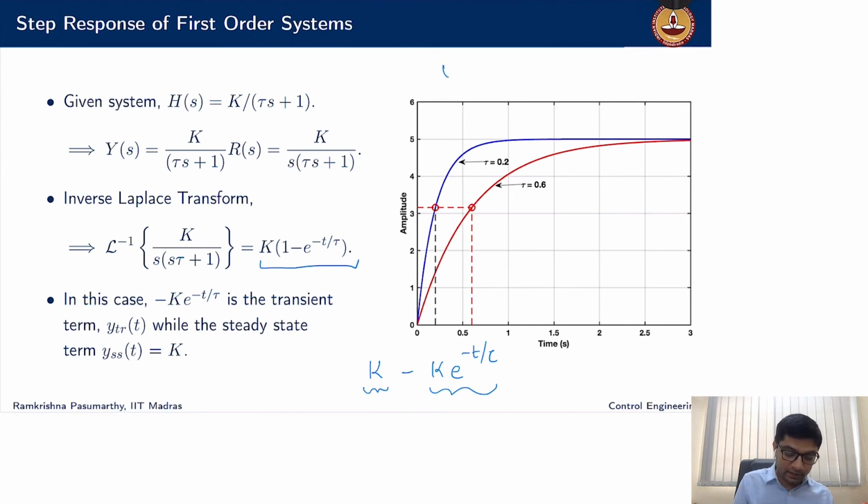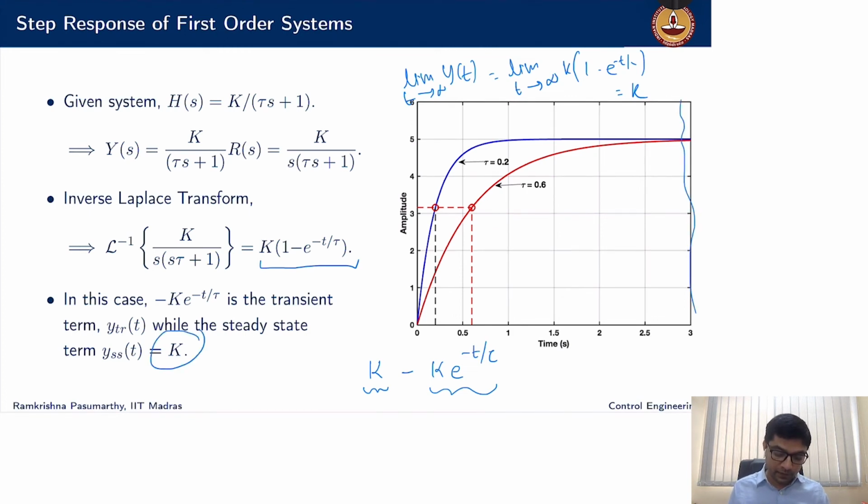I can also look at y of t as t goes to infinity, which is the limit as t goes to infinity of k times 1 minus e to the power minus t over tau, which is simply k. Or I can also do it with the final value theorem. So in steady state, I have a value of k. For different time constants, the plots would look like this. Again, we know what happens with lower and higher time constants. They are inversely related to the speed of the response of the system.